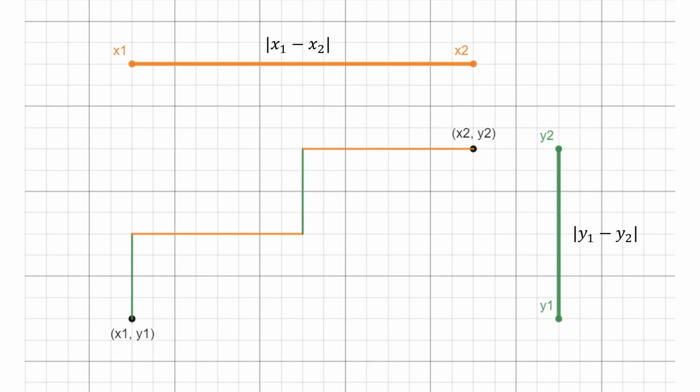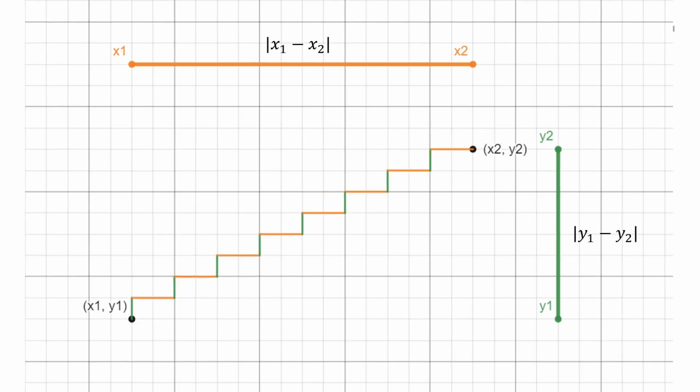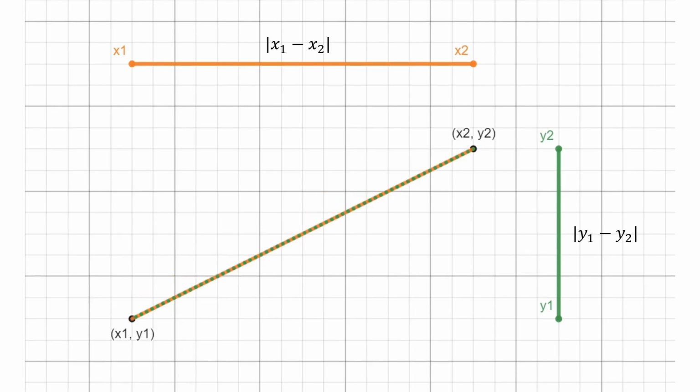The length of this path is equal to the length of this path, which is equal to the length of this path, and we can continue on and on until we get to a path that looks like this. We can think of this as being a path with an infinite number of turns, but we're still only ever moving horizontally and vertically. Thus, the length of this path, which looks diagonal, is still equal to the difference in our x values plus the difference in our y values.